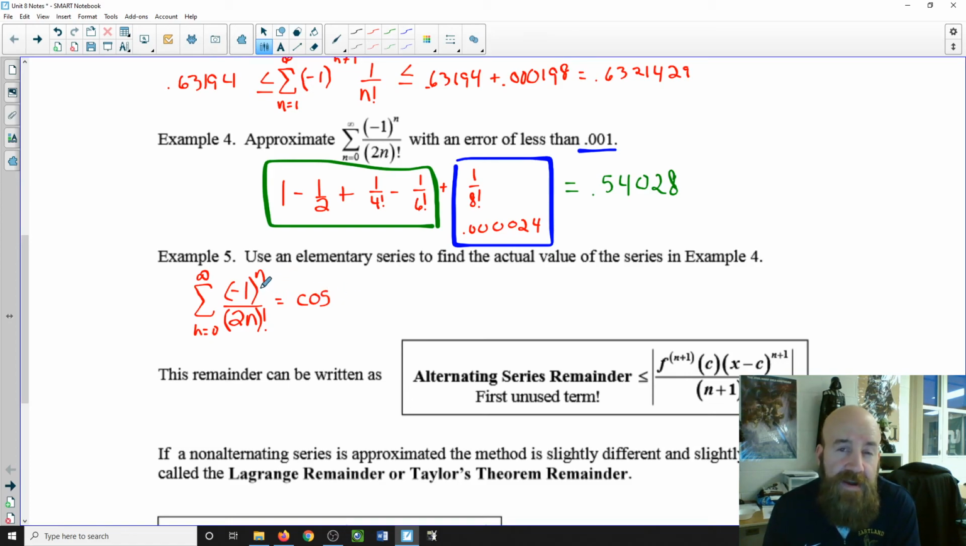So what we have to do is figure out what our center is. So our center in here, and if you need help finding what the center would be, just get with me and we can talk through that. But the center here, the thing we're evaluating, is 1. So this is equivalent to cosine of 1, which actually turns out to be 0.54030. So it's pretty close to our series approximation.